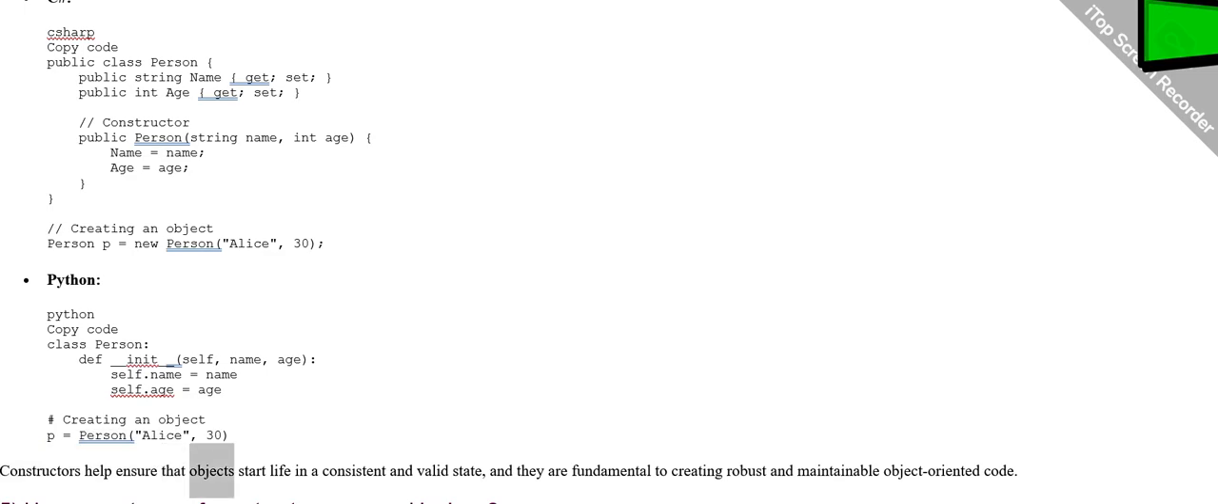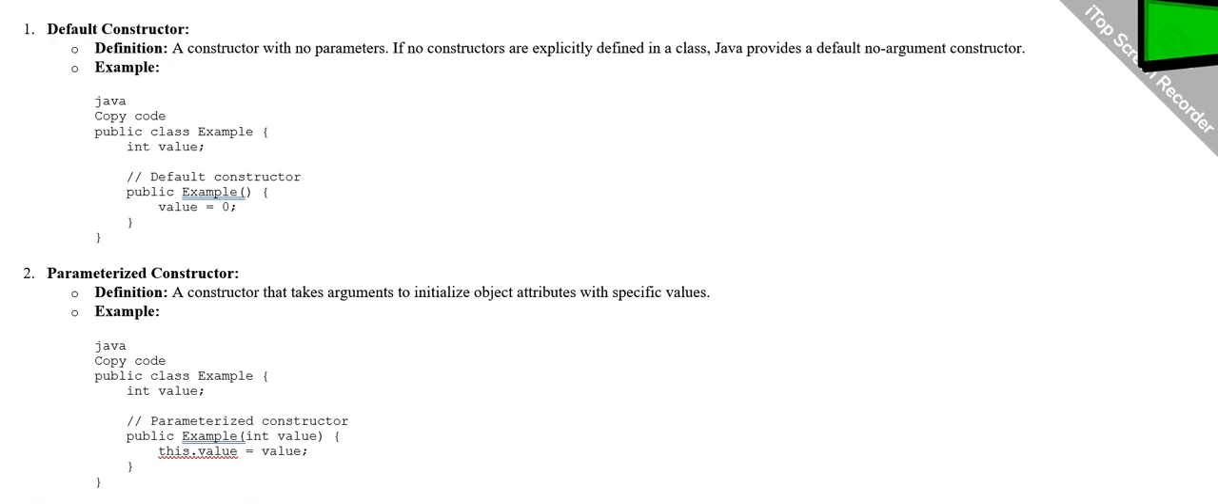Constructors help ensure that objects start life in a consistent and valid state, and they are fundamental to creating robust and maintainable object-oriented code. 5. How many types of constructors are used in Java? In Java, there are primarily 3 types of constructors.